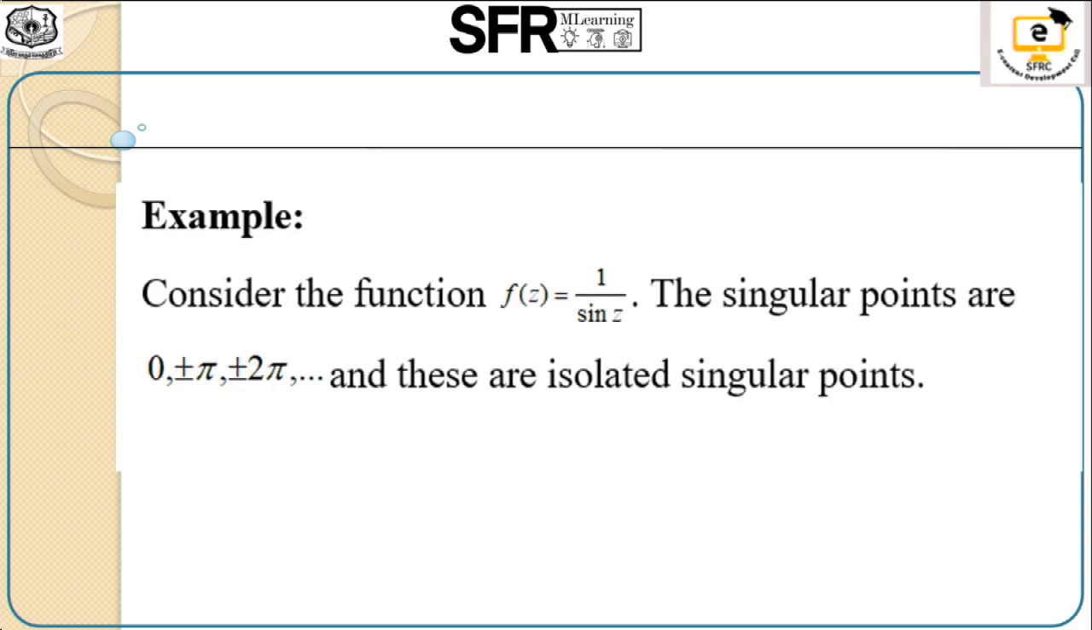This is another example. f of z equal to 1 by sin z. In this function, the denominator becomes 0 for the points 0, plus or minus pi, plus or minus 2 pi, plus or minus 3 pi, and so on. For these values the function is not analytic as well as the derivative does not exist, and these points are called isolated singularities.